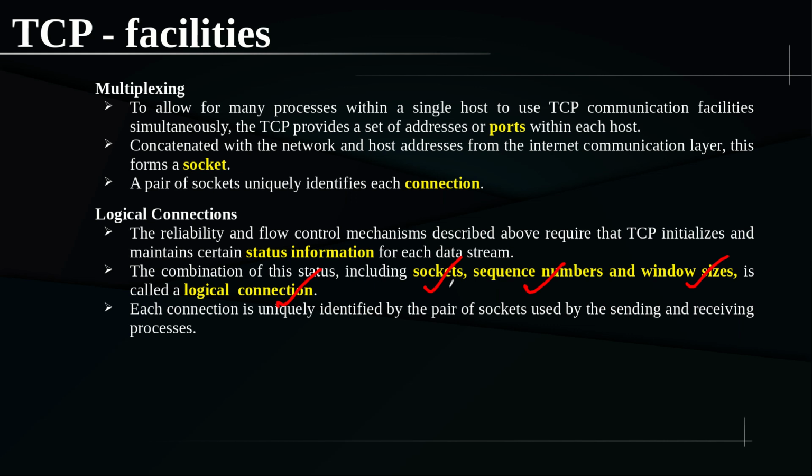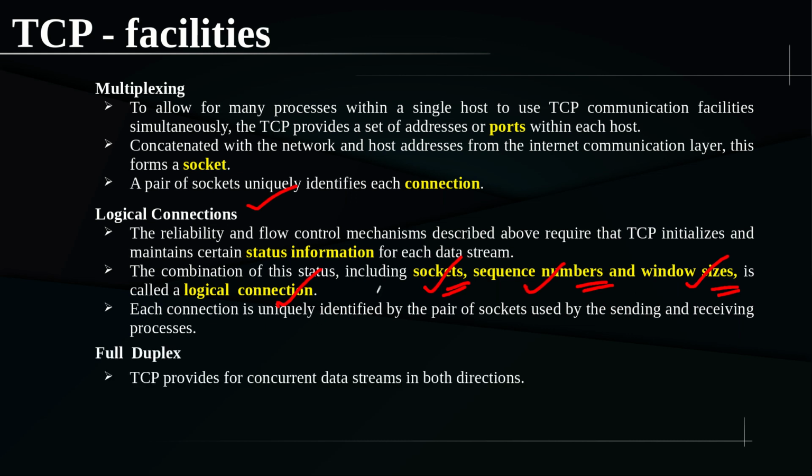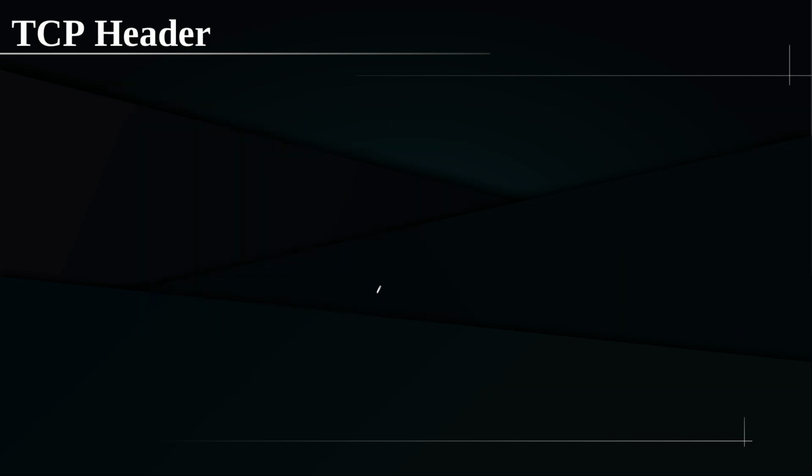The communication endpoints will be identified by the socket details, socket identifier, and sequence number is needed for the reordering purpose. Window size is needed for the flow control. So together it defines the logical connection. Each connection is uniquely identified by the pair of sockets used by sending and receiving process, something we already seen previously. And full duplex TCP of course provides a concurrent data stream in both direction, right?